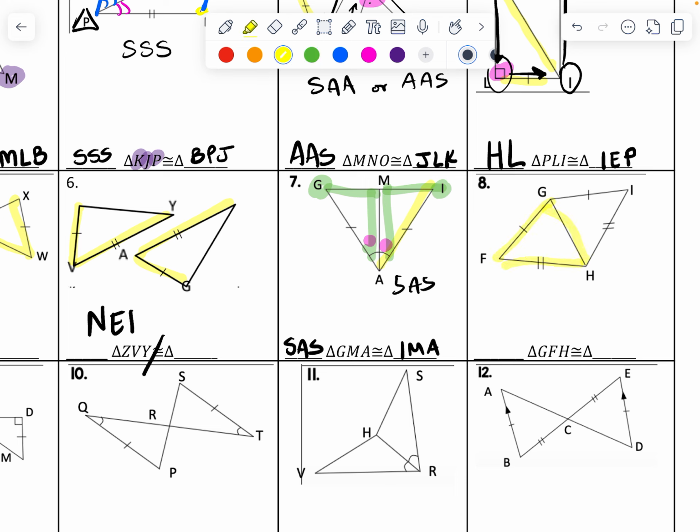Side, side, side. That is a shortcut. You can use it. Side, side, side is a shortcut. Now let's see if I write that congruent statement. GFH, so 1 tick mark, 2 tick marks. So I'm going to start again at G. Is this a reflection? This is a reflection. See, look, that is going to line up on that, so it's a little bit easier to do. So GIH is what that lines up to.